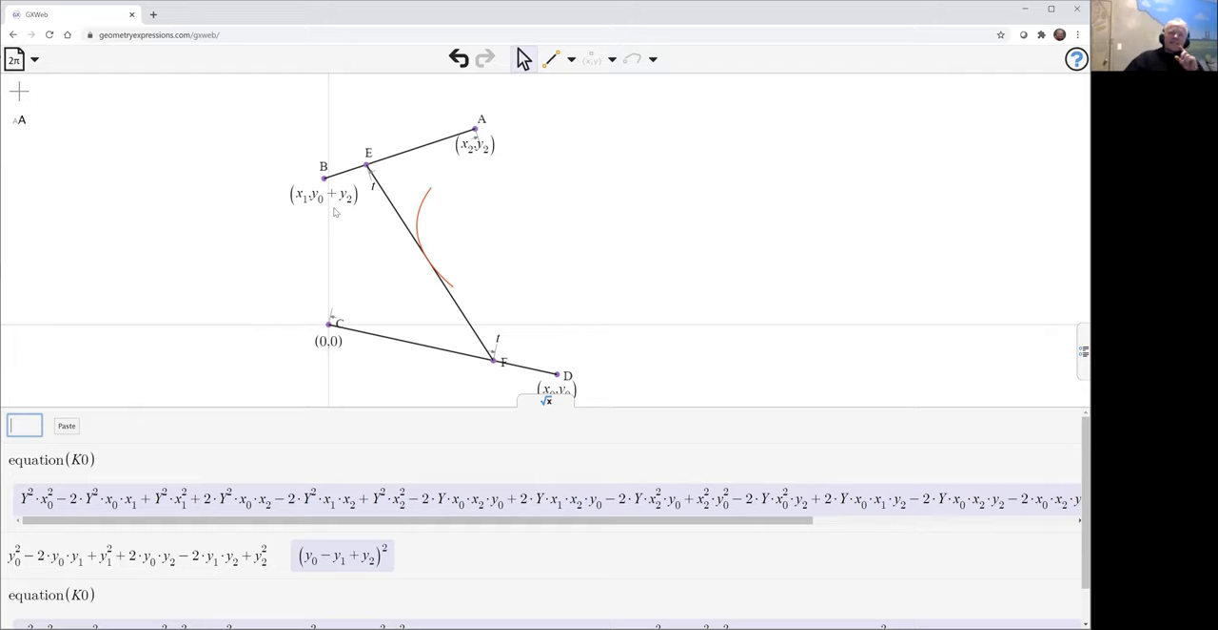Now, I did change the model by setting y1 equal to y0 plus y2. But remember, I only used one of the two degrees of freedom of rigid body motion. I placed this pair of lines at the origin. I could have also rotated them. And if you think about it, I could rotate those original pairs of lines in such a way that the parabola lined up, that y1 is equal to y0 plus y2.